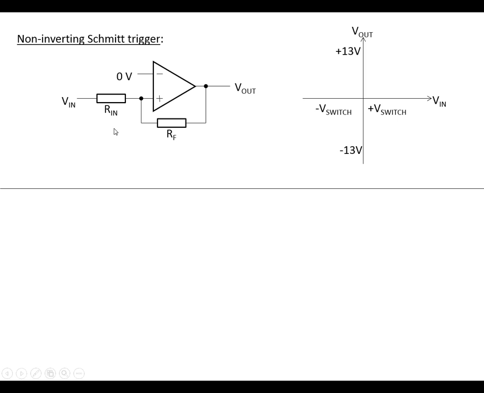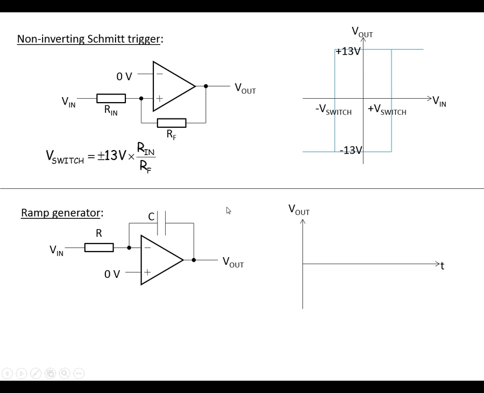So the non-inverting Schmitt trigger, we've got switching voltages set by this formula, set by the resistor ratios. And have a look at the graph. If Vin is negative, then Vout is going to be negative. If we bring Vin above the positive switching threshold, then Vout switches to plus 13 volts. We then have to bring it below the negative switching voltage to make it switch back to minus 13 volts.